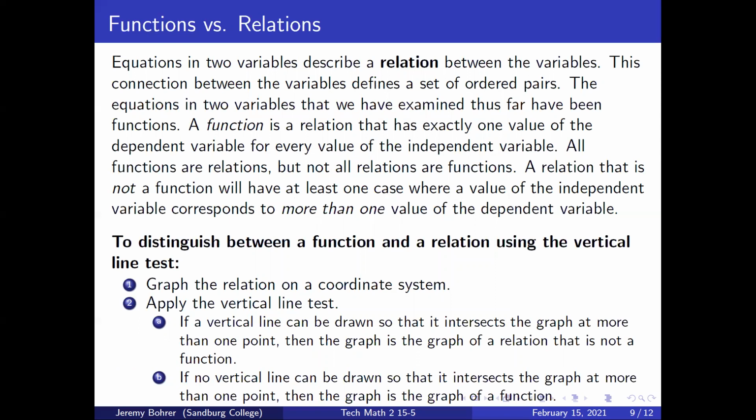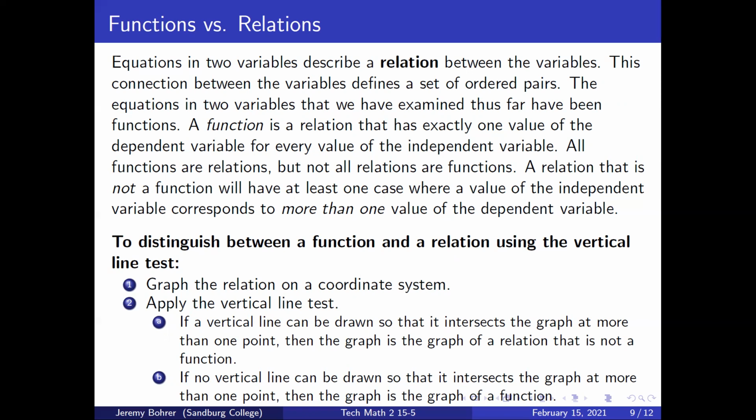Equations in two variables describe a relation between the variables. This connection between the variables defines a set of ordered pairs. The equations in two variables that we have examined thus far have been functions. A function is a relation that has exactly one value of the dependent variable for every value of the independent variable. All functions are relations, but not all relations are functions.